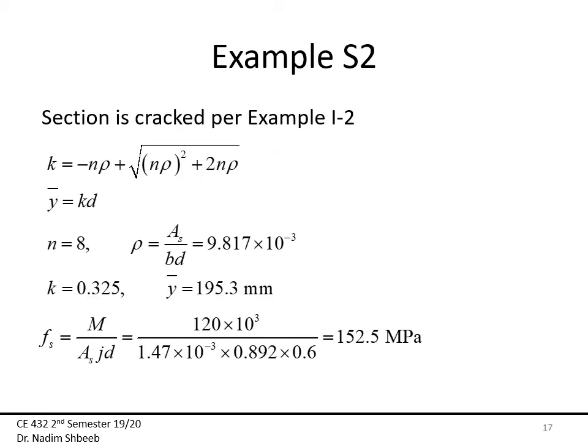Here I have the rupture stress, Fy, f prime c. I'm not going to check whether it's cracked or not because we already know it was cracked from the example. Here I'm just taking the values for k and y bar, bypassing the calculation since we have already done this. But if you want to, the details are here. This is the equation for k. We know what y bar is. n was equal to 8. This is my rho, and then I calculated Fs to be 152.5 megapascals.